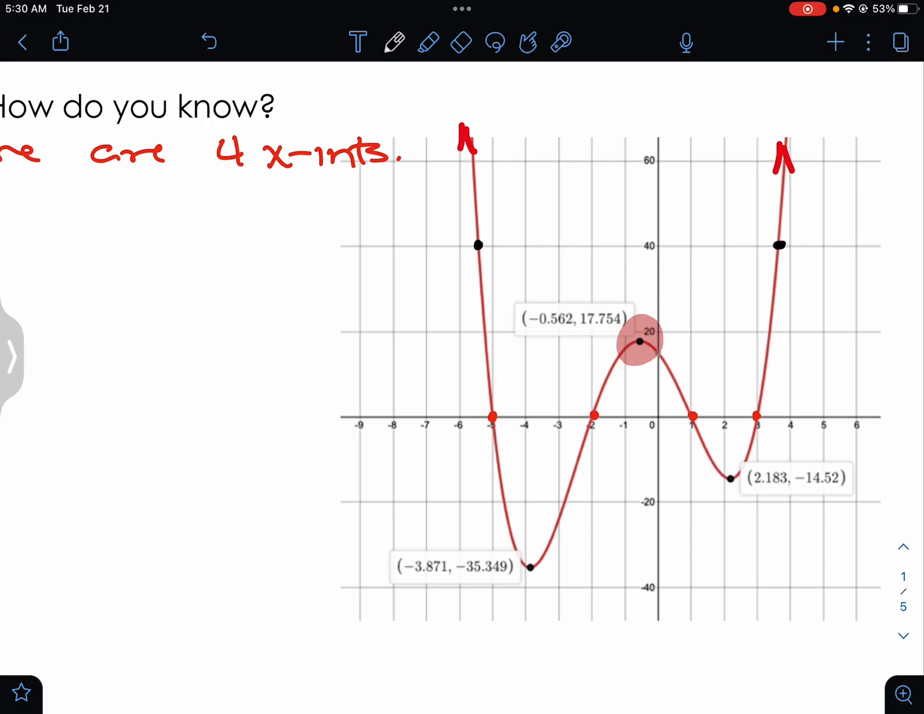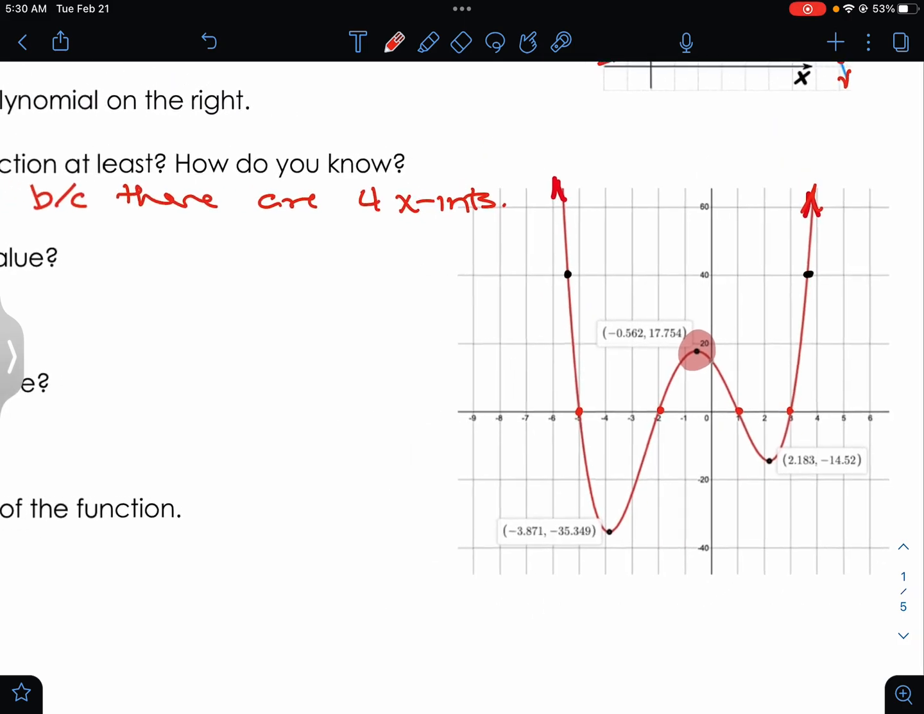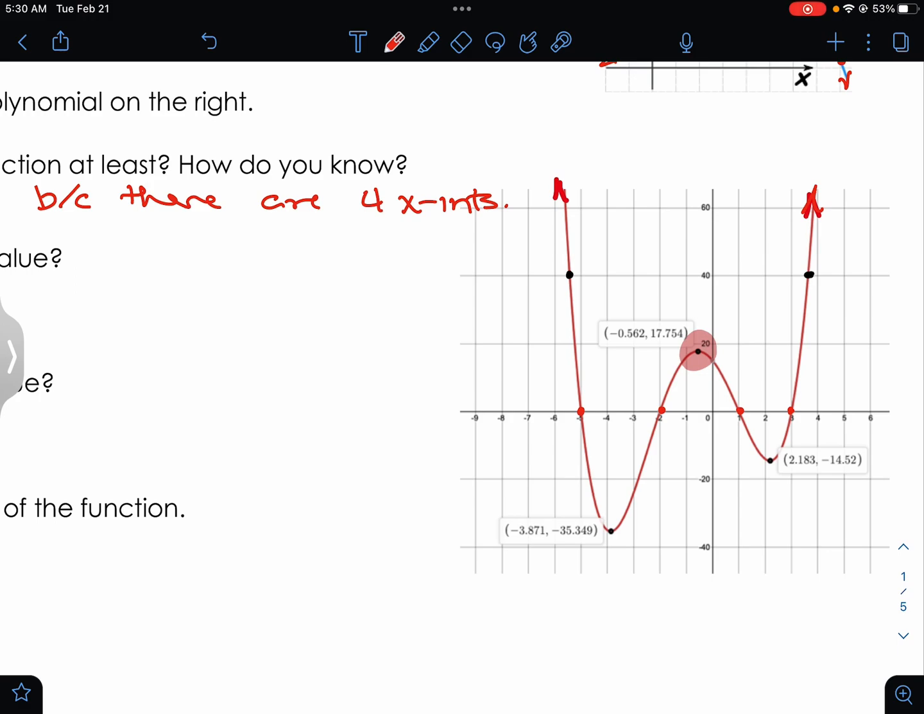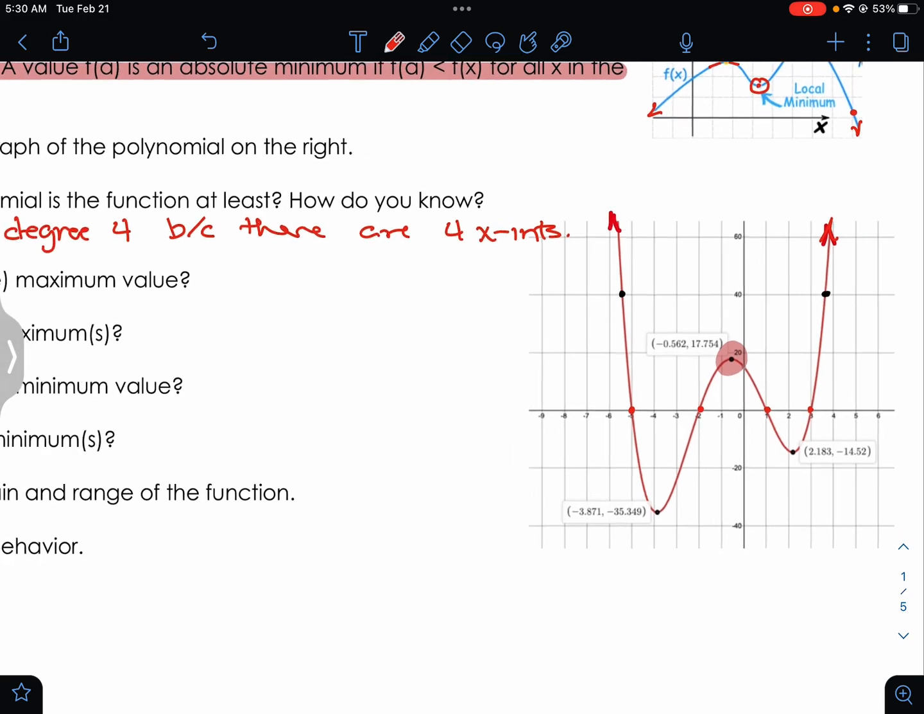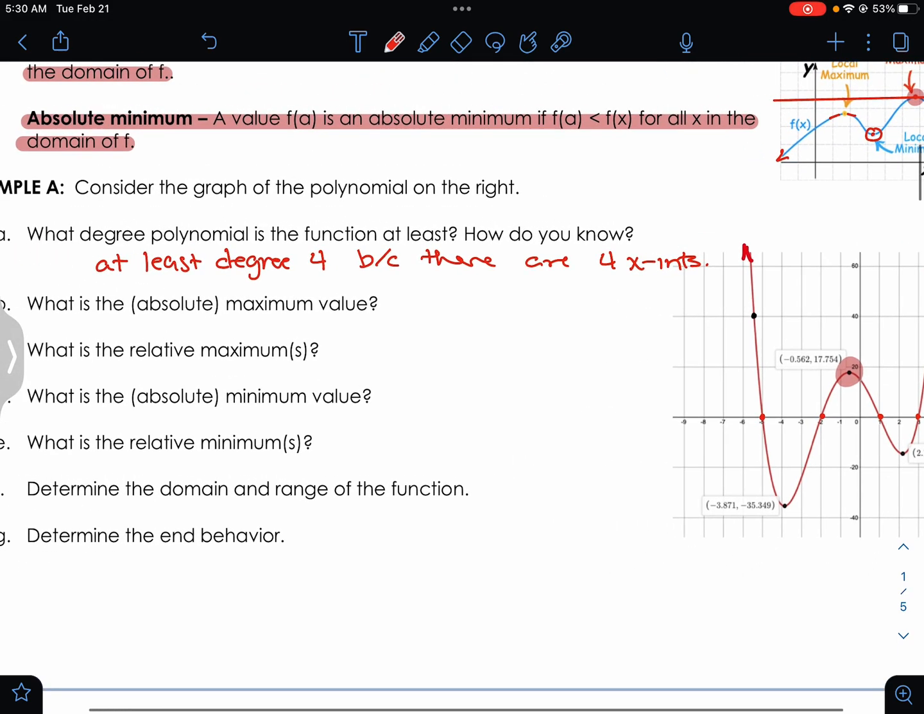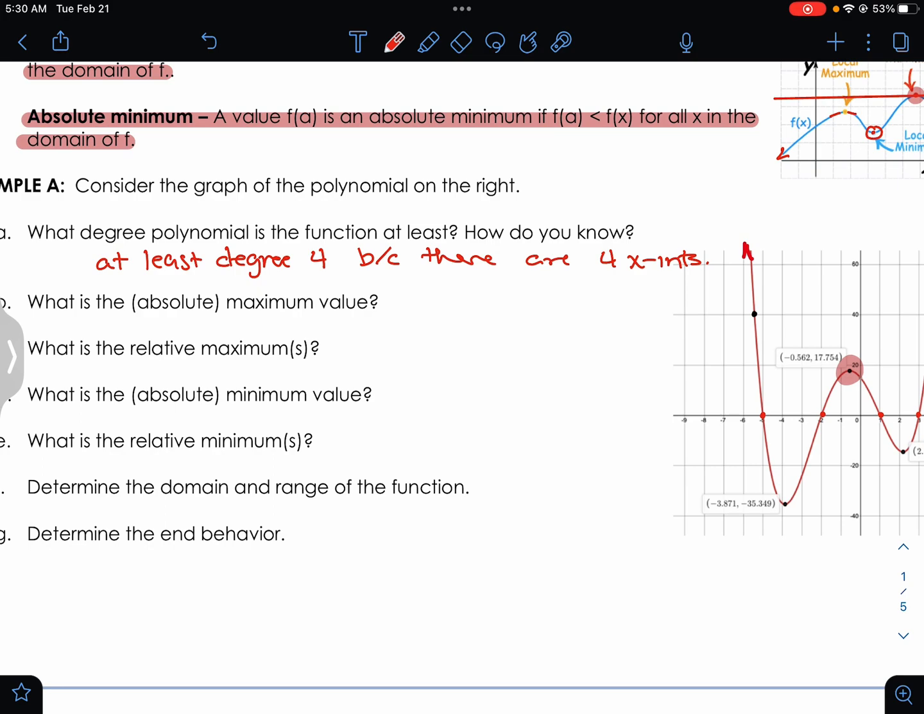And in fact, in this case, there are going to be no absolute maximums because this function continues up forever. So because this function on either side, left or right, is going up forever, there's always going to be a point that's higher than the next point. So what we would say is there are no absolute maximum values. And then the next question is, are there any relative maximums?